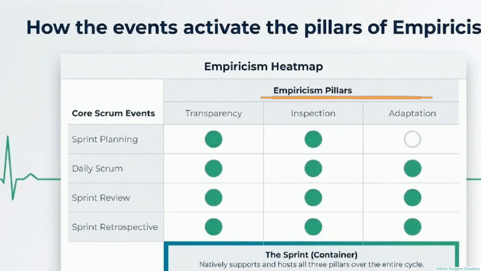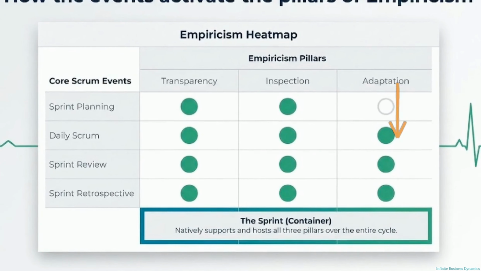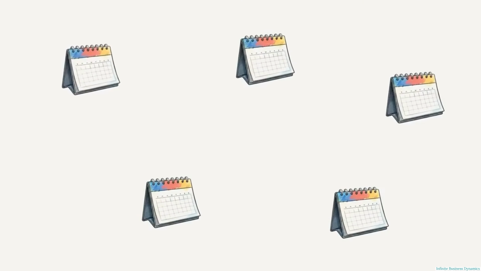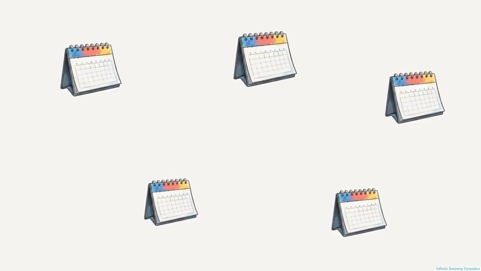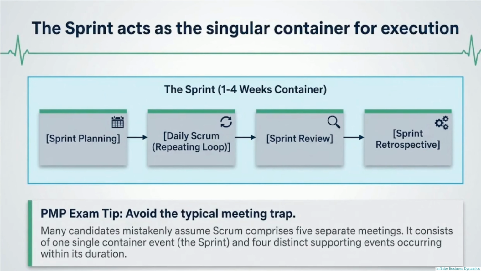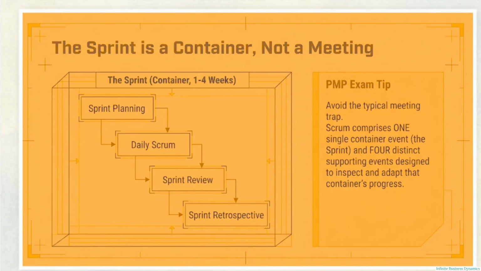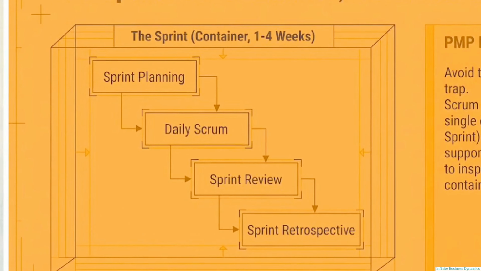This heat map maps the core Scrum events against the three pillars. You can see exactly which specific events trigger transparency, inspection, and adaptation. Notice the bottom row. There is a foundational concept that hosts all of these triggers over the entire cycle, the sprint. The most common assumption is that Scrum consists of 5 separate, disconnected meetings. The sprint is the singular, overarching container event. It provides a boundary, a time box of 1 to 4 weeks, enclosing the entire execution cycle.